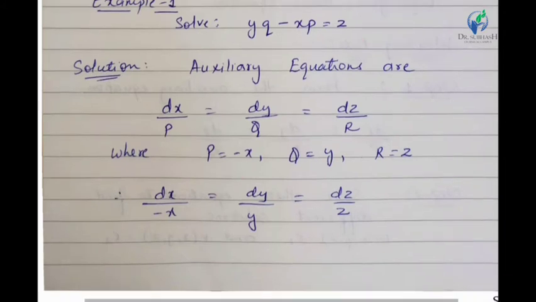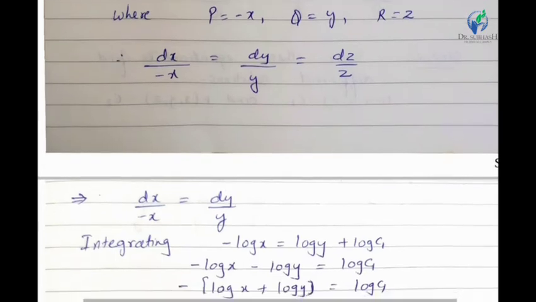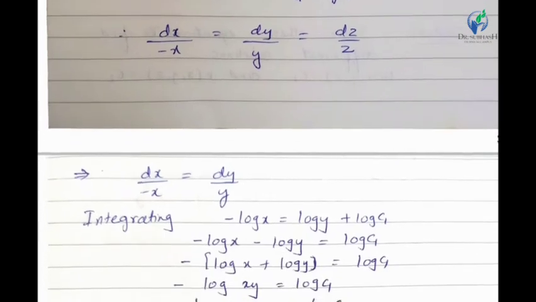Now here it will be convenient for us to solve by grouping method. Now what is grouping method? Grouping method is we can take any two solutions or any two terms from this auxiliary equation and we can integrate it. See, first case we have taken dx upon minus x equal to dy upon y. Now this is easily integrable.